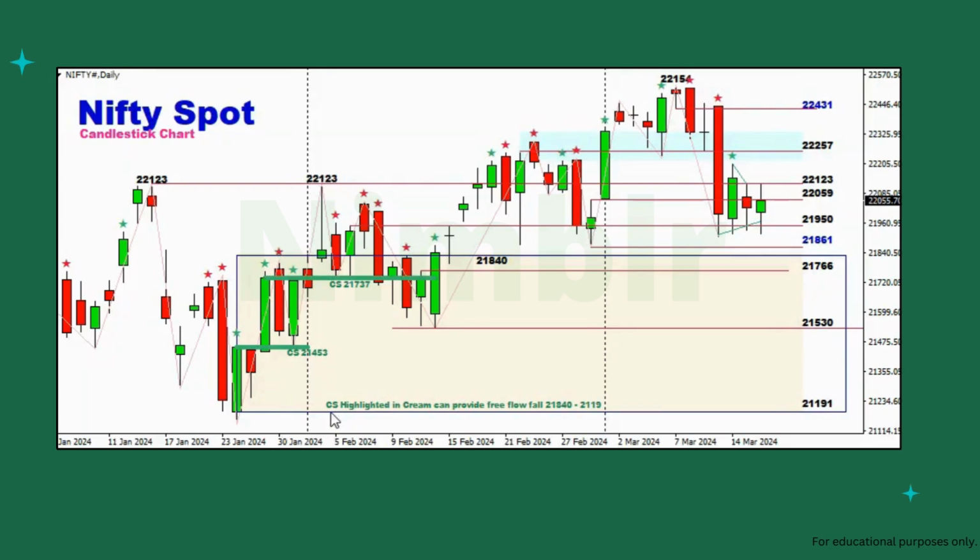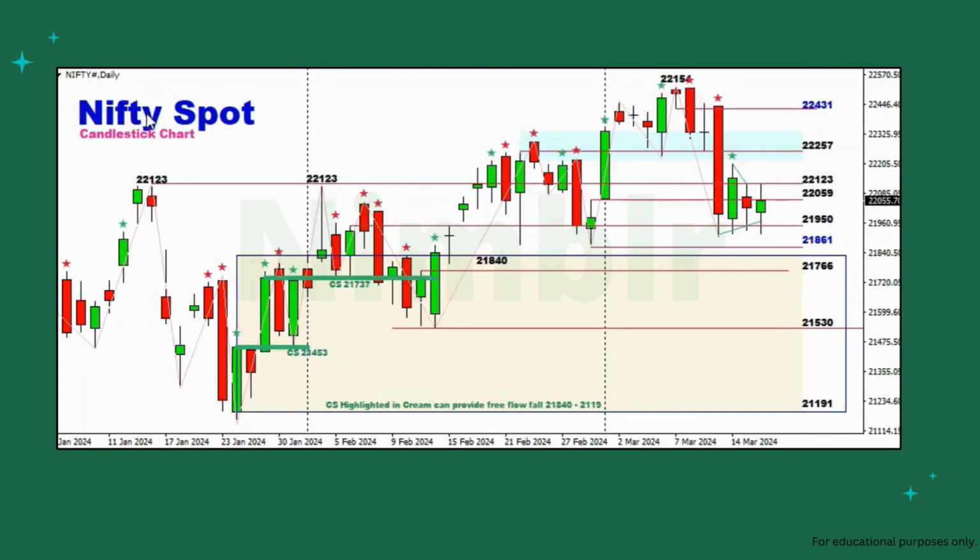I have written here CS, candle shunting, highlighted in cream, can provide free flow falls from 21,840. 21,840 comes from this number, this close, 21,840 till 21,119. It may take 2 days, or it can happen in a day also. So we are looking for a fall from here as far as the candlesticks chart is concerned.